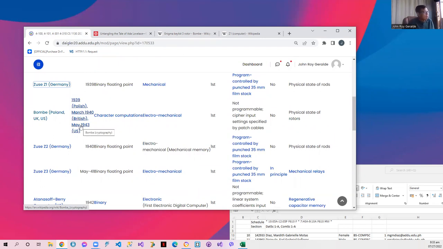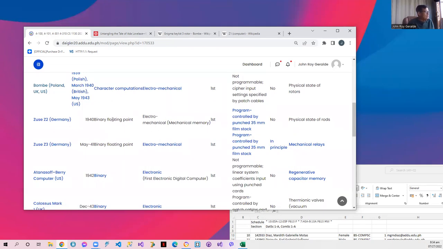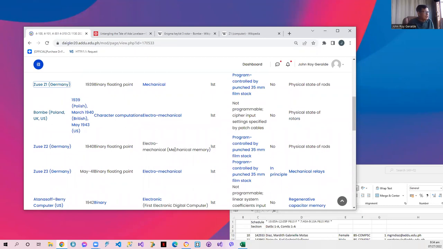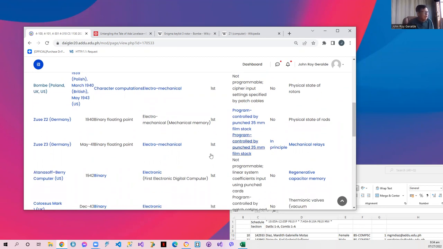Konrad Zuse developed a second version. This time it's an electromechanical version of the Z1 computer. It's also controlled using punch film stocks, but it's still not Turing complete. Now, in May 1941, Konrad Zuse developed an electromechanical version also, because the memory is now using mechanical relays. It's like a transistor, which can store a binary value. So it still uses binary floating point.